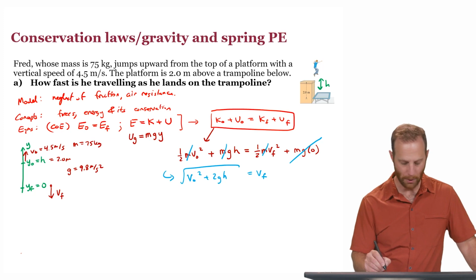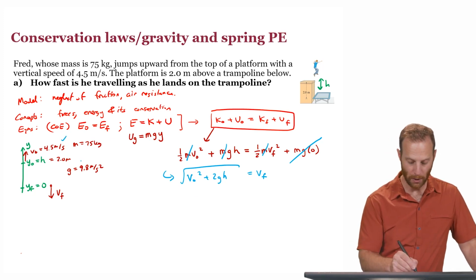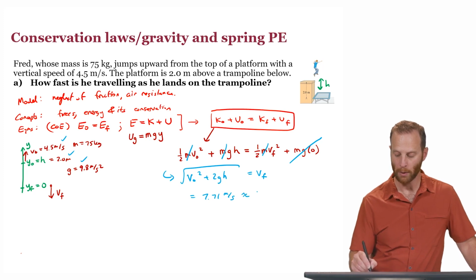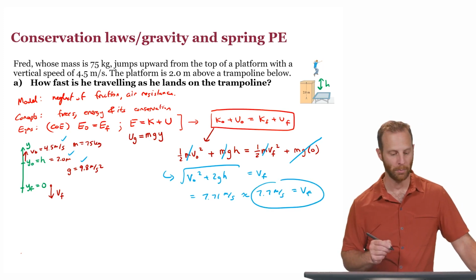We can now plug in our numbers, and when we plug in the numbers that we have, the initial speed, g, and the height, we will determine that this is equal to 7.71 meters per second, which I'll go ahead and round to 7.7 meters per second. That will be the final speed upon hitting the trampoline.